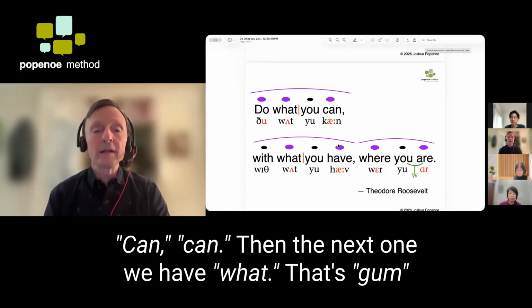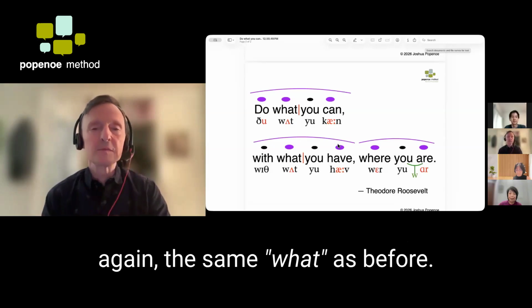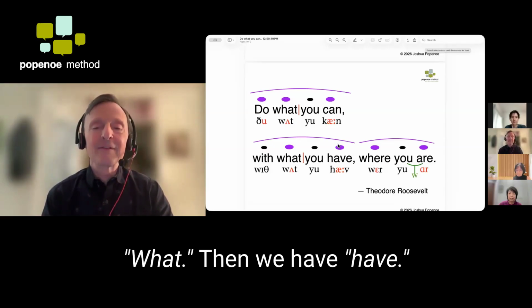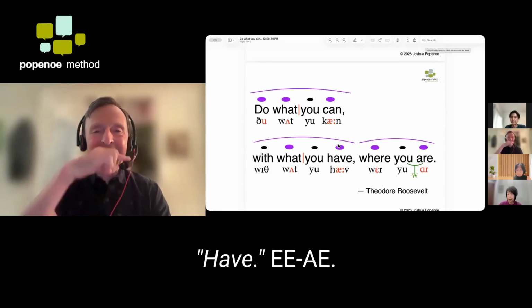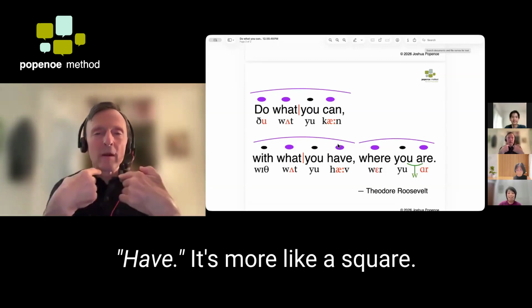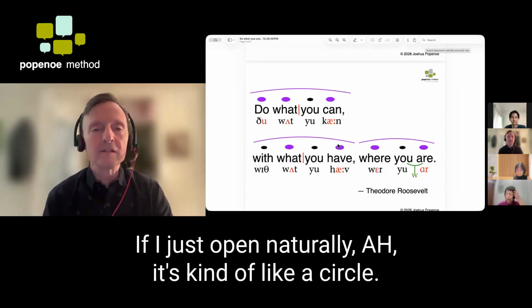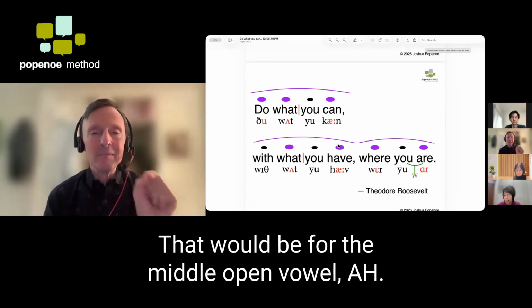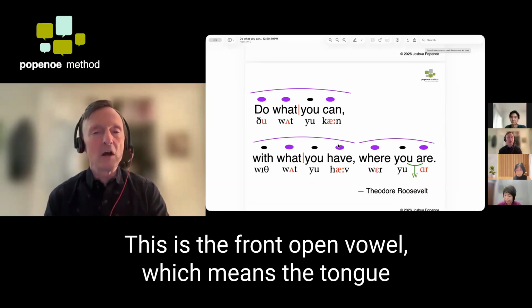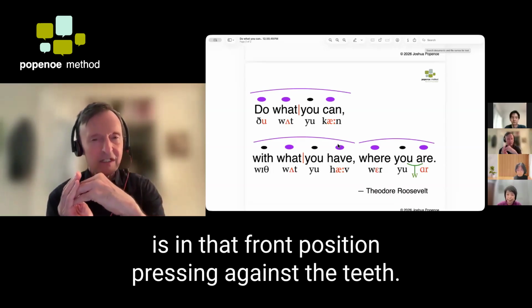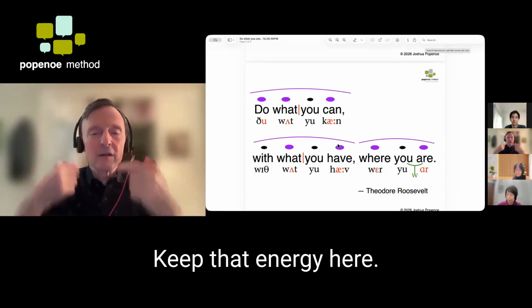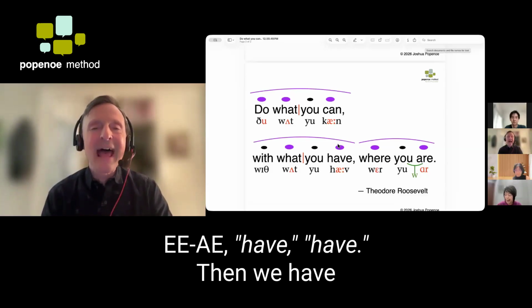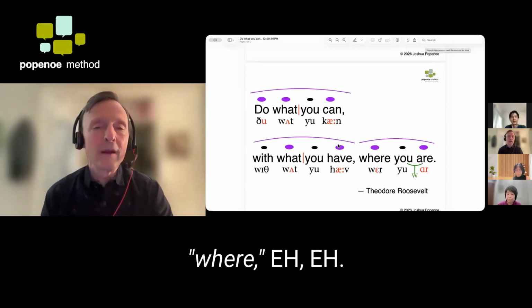Then the next one we have what. That's gum again, the same what as before. Then we have have, same one, front open vowels. Have, yeah, have. It's more like a square. If I just open naturally, it's kind of like a circle. That would be for the middle open vowel. This is the front open vowel, which means the tongue is in that front position, pressing against the teeth. Lips are spread. We open up and keep that straight. Keep that energy here. Yeah, have. Then we have where.